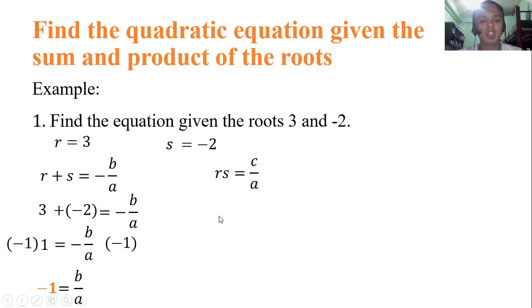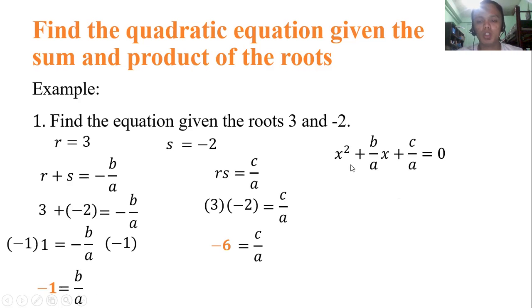Substitute your R to 3 and then your S to negative 2 equal to C over A. 3 times negative 2, that would be equal to negative 6 equal to C over A. Now, ito yung sum, ito naman yung product of the roots. Kaya isu-substitute natin tong mga sagot na to into this form: X squared plus B over A X plus C over A equal to 0. Standard form of quadratic equation siya.